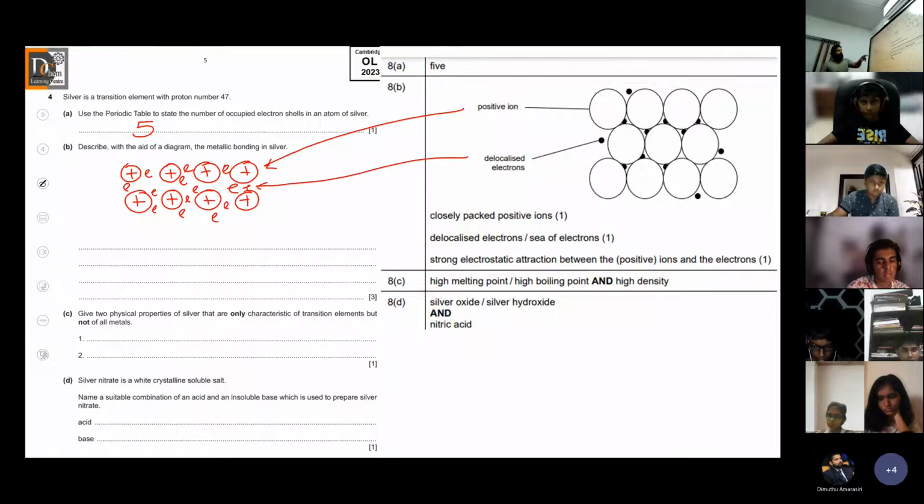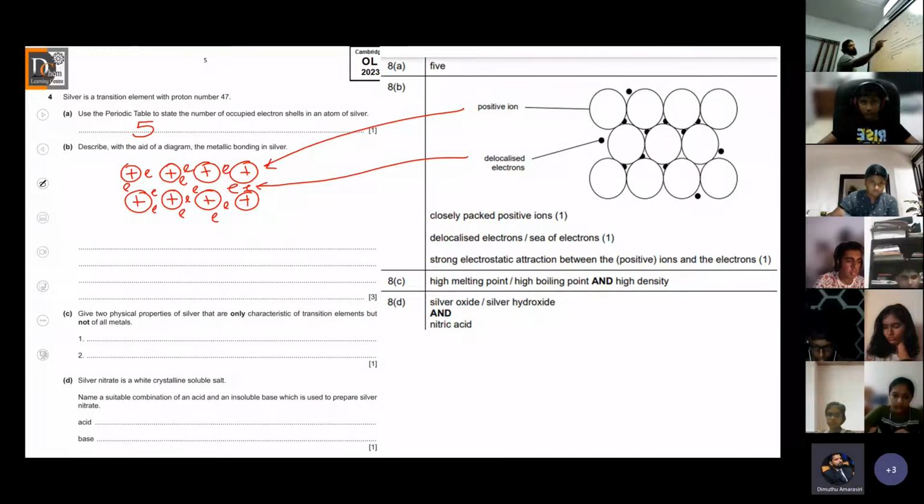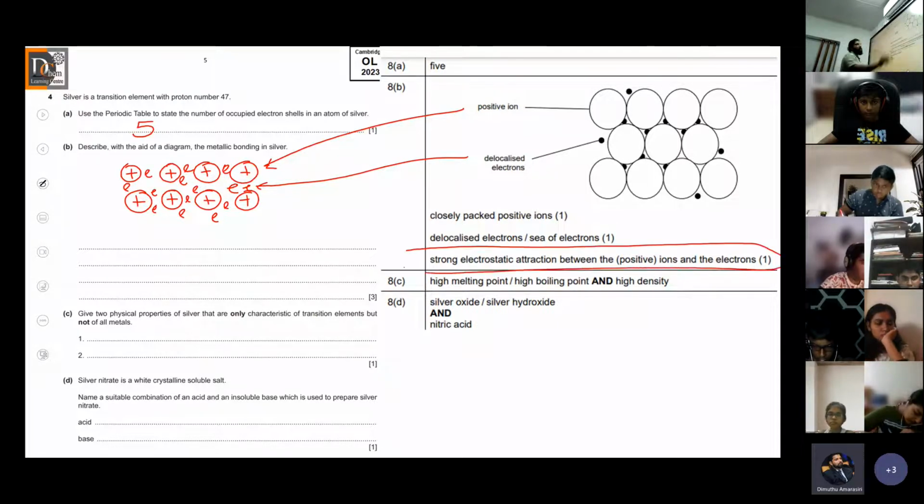3 marks. One mark for the diagram, and the diagram has to be regular, first of all, regular, right? Delocalized electrons, actually 2 marks per diagram: 1 mark for the positive ion label, the other mark for the delocalized electrons label. And then saying strong electrostatic attraction between the positive ions, the cations, and electrons, 1 mark. That's the definition of the metallic bond.